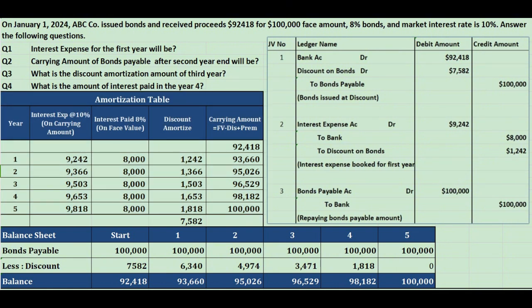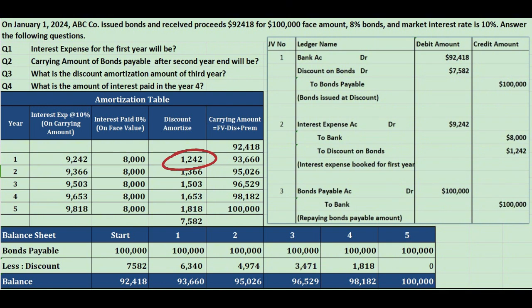For the first year, carrying amount will be the issue proceeds received, $92,418. Now we will book interest expense at market interest rate on carrying amount as shown in the table. 10% of $92,418 will be the first year interest expense. Company pays actual interest at the stated interest rate of 8% on the face value of the bonds, that means $100,000. So now the difference between the two, interest at market rate on carrying amount and actual interest paid, is amortization.